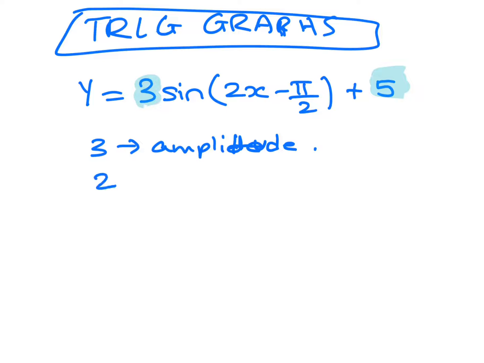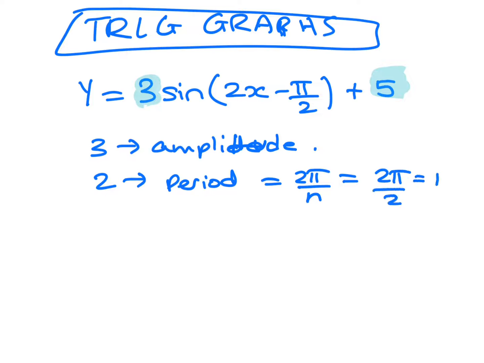The 2 there affects the period. The period for a sine graph is 2 pi on n. So that's going to be 2 pi on 2, which is pi, which means it will repeat every pi. So first of all, let's just look at those two things.